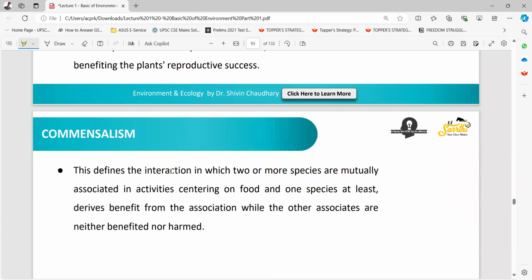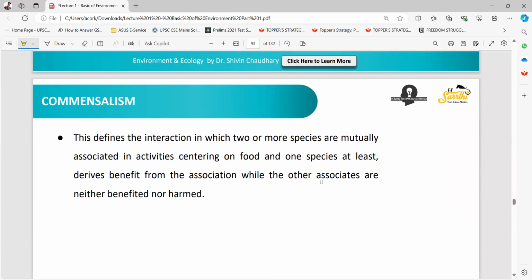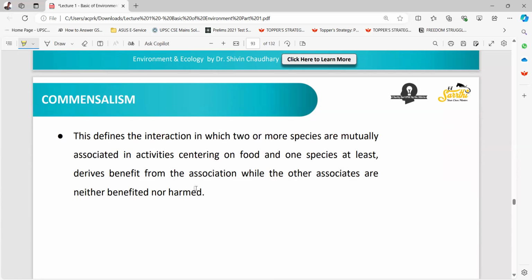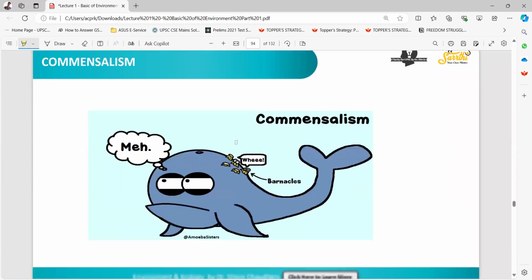Commensalism. This defines the interaction in which two or more species are mutually associated in activities centering on food, and one species at least derives benefit from the association, while the other associates are neither benefited nor harmed. Commensalism.